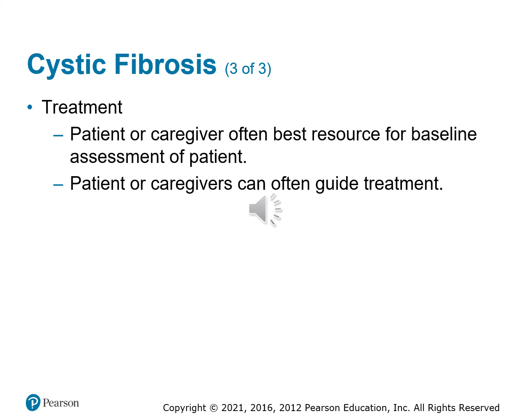Patients with cystic fibrosis have ongoing treatment regimens that they're going to follow. It's important to identify what is their baseline, what's normal for the patient, and then how do we move forward from there? Is this severe or is this minor? Do we think there's an infection occurring in the respiratory system? Again, the patient or the caregivers, the parents, are going to be able to provide you with a lot of information. So listen to what they have to say.